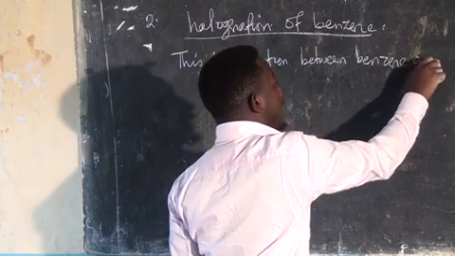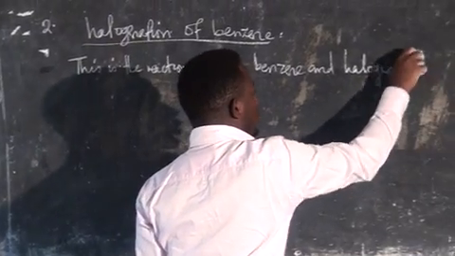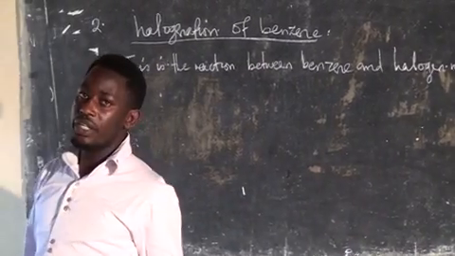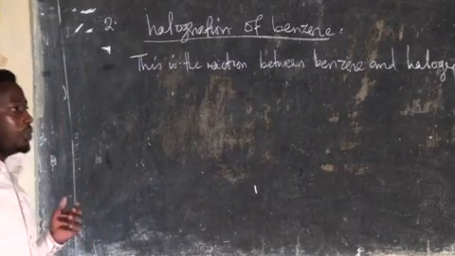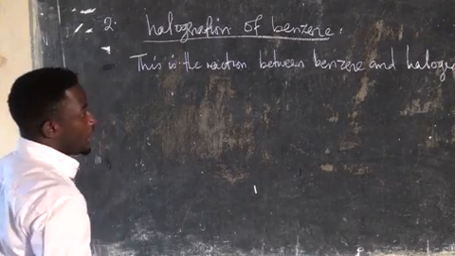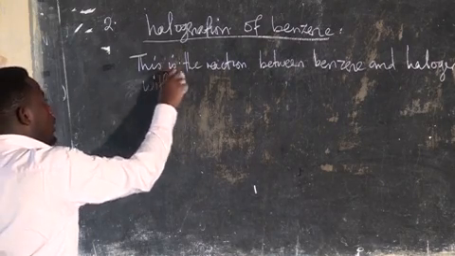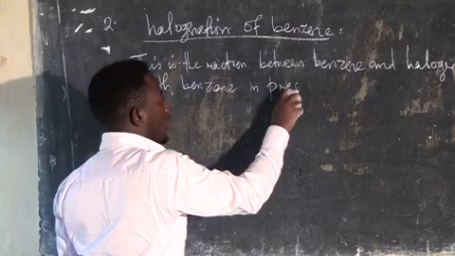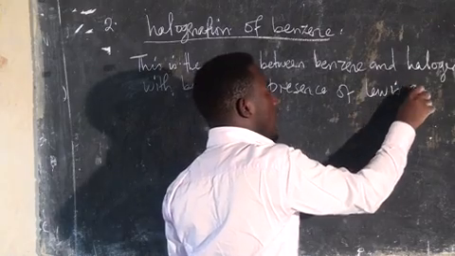This is the reaction between benzene and halogen molecules. You can talk about bromine. You can talk about chlorine. Those are the ones that are most common. We rarely talk about halogenation with iodine. Halogen molecules react with benzene in the presence of Lewis acids.